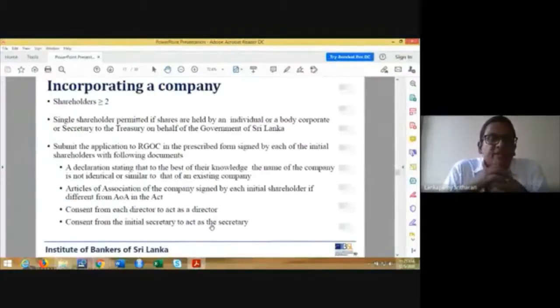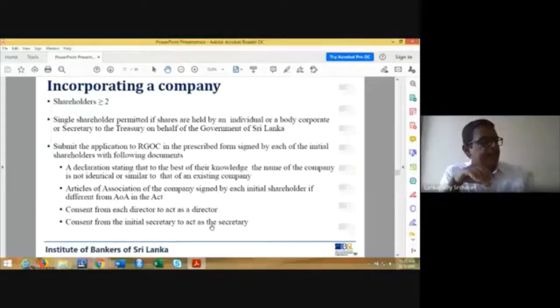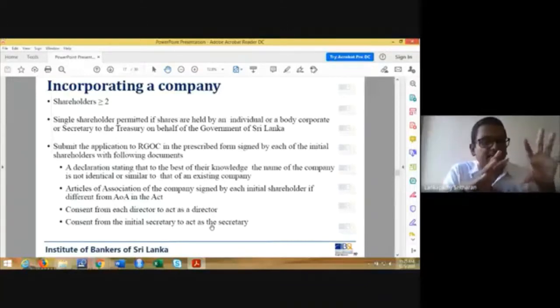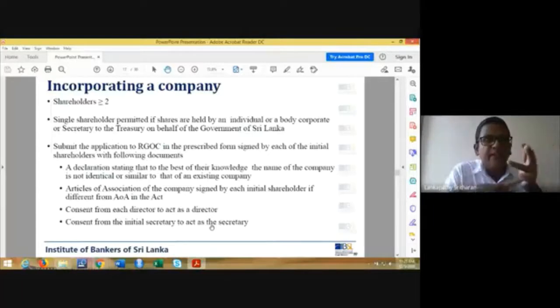Okay, then we move on to incorporating a company. What are the requirements? We can discuss some basic knowledge. Before that, we have already discussed the main types of companies. Under the first classification, we saw three companies: limited liability company, unlimited liability company, and company limited by guarantee. Then we saw three other special types of companies: private companies, offshore companies, and overseas companies. Now we are going to move on to incorporating a company.